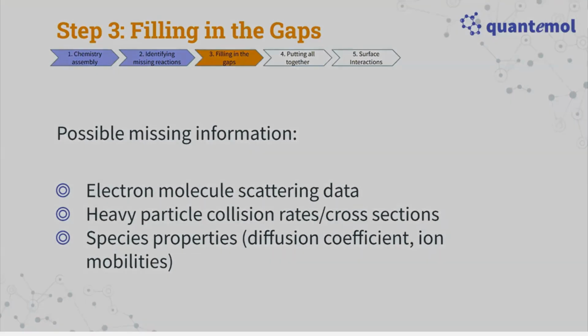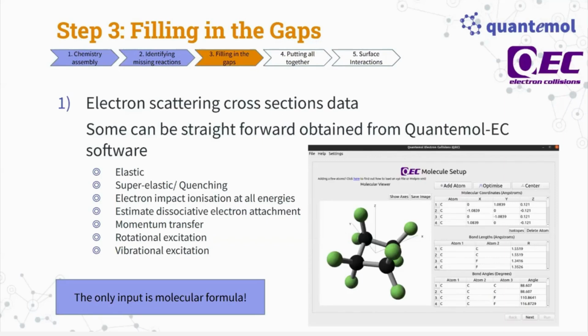So, how do we approach each of these? For electron scattering, we're uniquely positioned in the sense that we have software which is ab initio, and the only input for it will be the molecular formula or molecular geometry, and then it can generate electron-molecule scattering cross sections.